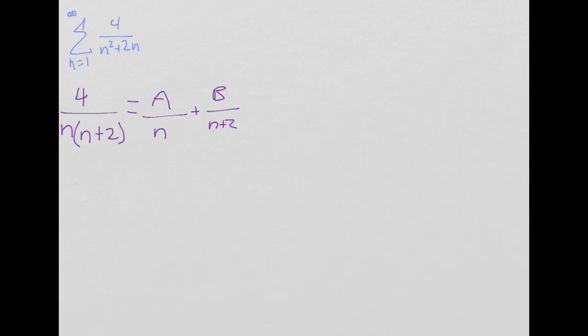So, since it is an equation, let's multiply by the denominator of the original expression, n times n plus 2, on both sides. On the left, we're going to be left with 4. On the right, n times n plus 2 times a over n, notice that our n's are going to cancel each other out, and we're going to be left with a times n plus 2. And then if we multiply that second fraction b over n plus 2 by n times n plus 2, our n plus 2's are going to cancel out, and we're going to be left with bn.